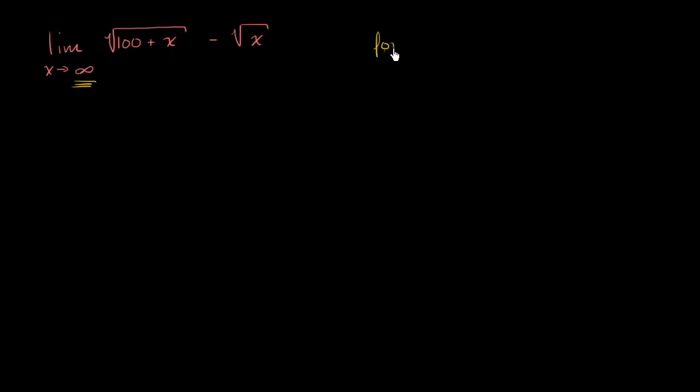So for really large x's, we can reason that the square root of 100 plus x is going to be approximately equal to the square root of x. And so in that reality, as we go to really large x's, in fact, there's nothing larger, where you can keep increasing x, these two things are going to be roughly equal to each other. So it's reasonable to believe that the limit as x approaches infinity here is going to be 0. You're subtracting this from something that is pretty similar to that.